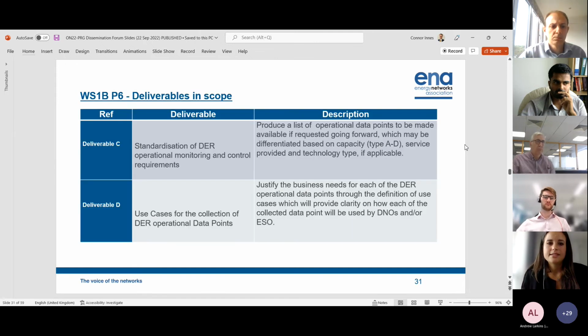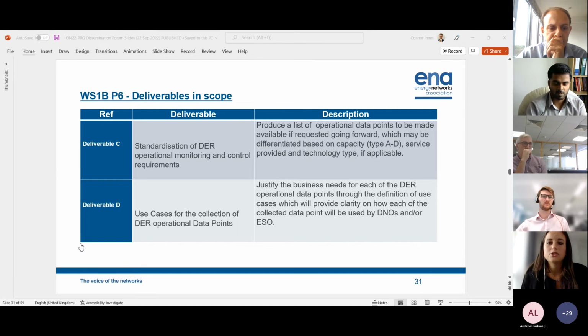Thank you. Here is a brief overview of the deliverables this presentation covers. In deliverable C, we were asked to produce a recommendation on the operational data points to be collected by DNOs going forward, a harmonized list, which may be differentiated based on capacity, service provided, technology type, and so on. In deliverable D, we were asked to justify the business needs for each of the data points through the definition of use cases, which provide clarity on how each of the collected data points will actually be used by DNOs and ESO and the benefits they could unlock.